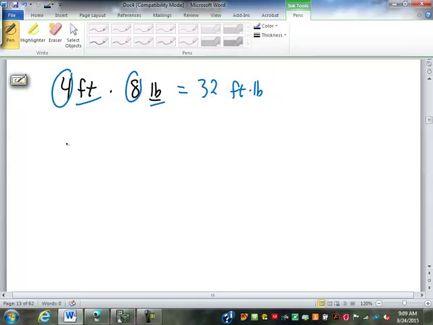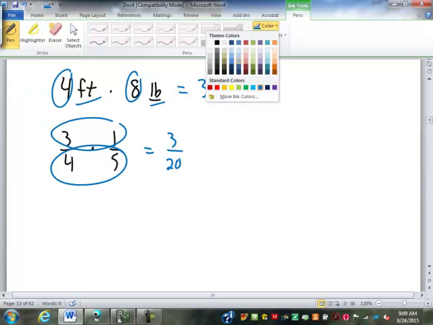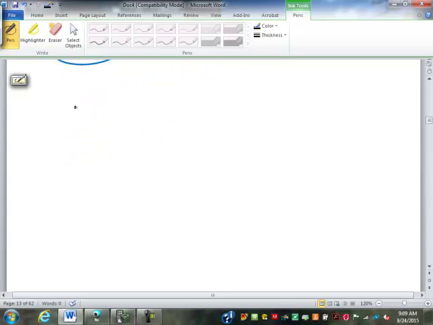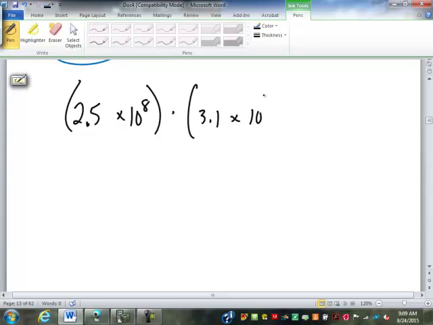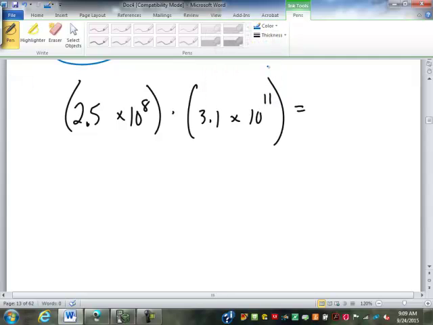With fractions, we did not need the same name. We could have 3/4 times 1/5. And even though they were different names, it didn't matter. We're going to combine the counts, 3 times 1 is 3. Also combine the names, 4 times 5 is 20. So with our scientific notation, when we multiply or divide, we do not need the same power of 10. We can have 2.5 times 10 to the 8th times 3.1 times 10 to the 11th. We do not have to have the same name when we multiply.